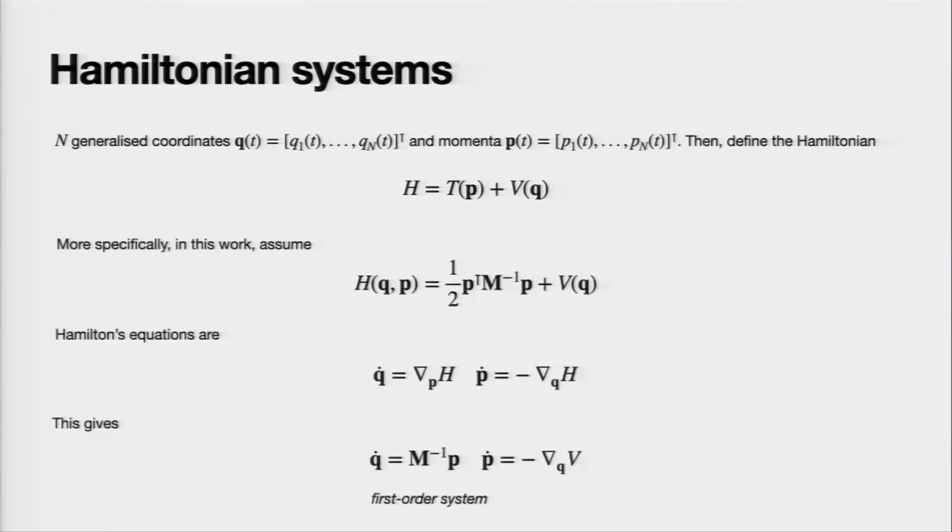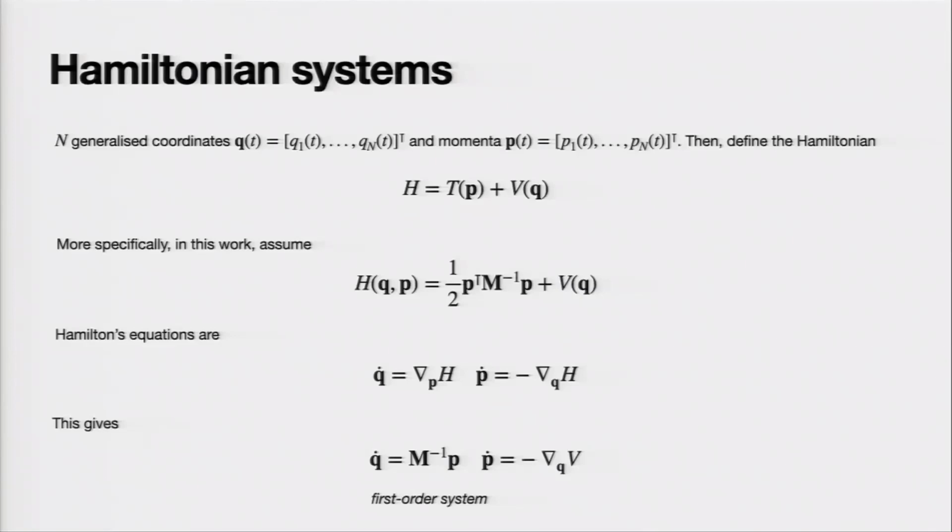So in particular, we're actually even going to make further restriction on the form of the kinetic energy. So we're going to assume that the kinetic energy is just expressed as 1/2 the transpose of the momenta p times the mass matrix, the inverse of the mass matrix actually, times p. And well, we're not making any assumptions on the potential V, but we're going to make assumptions later.